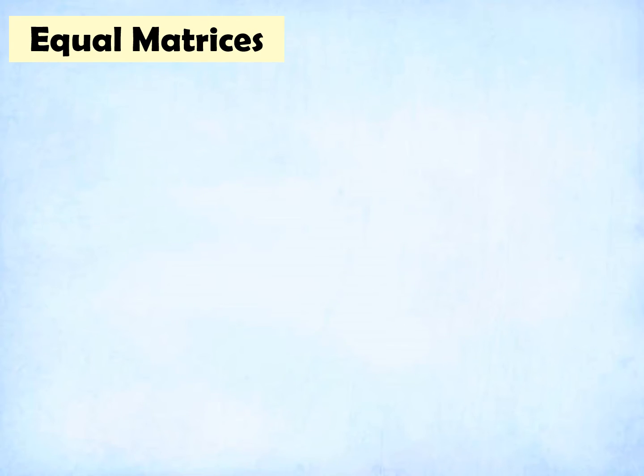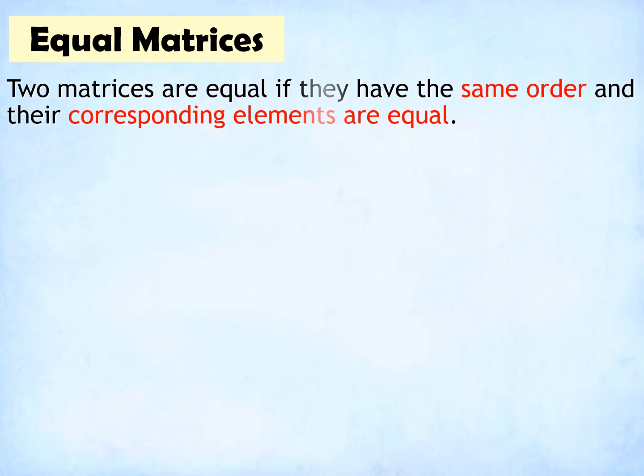Now let's move on to equal matrices. Two matrices are equal if they have the same order and their corresponding elements are equal. So the word matrices is the plural form of matrix. So if there is more than one matrix, we call it matrices.